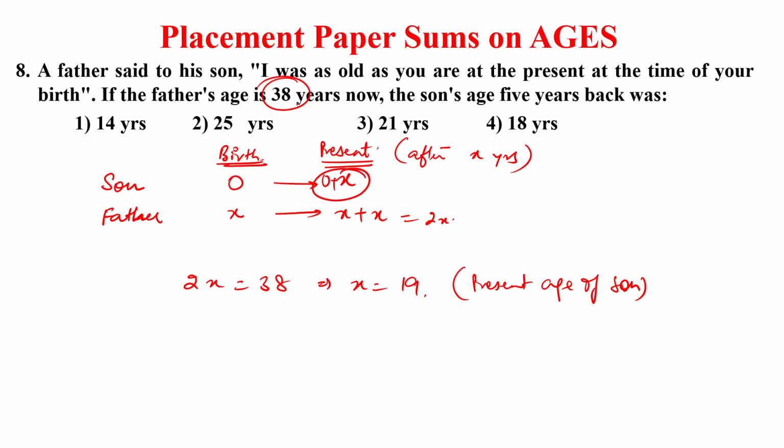If the father's age is 38 years now, the son's age 5 years back. 5 years back means minus. So x minus 5, right? So 19 minus 5, that is 14 years, right? So option A is the right option. 14 years old is the right answer. Got it? Okay.